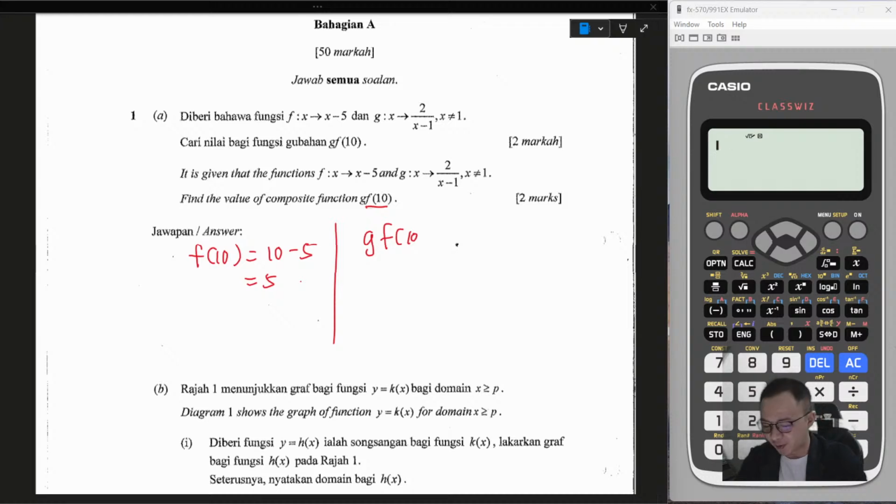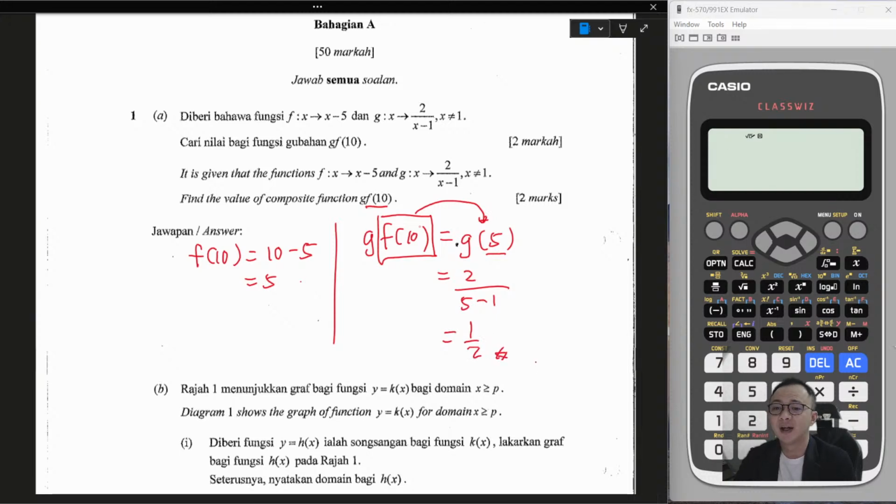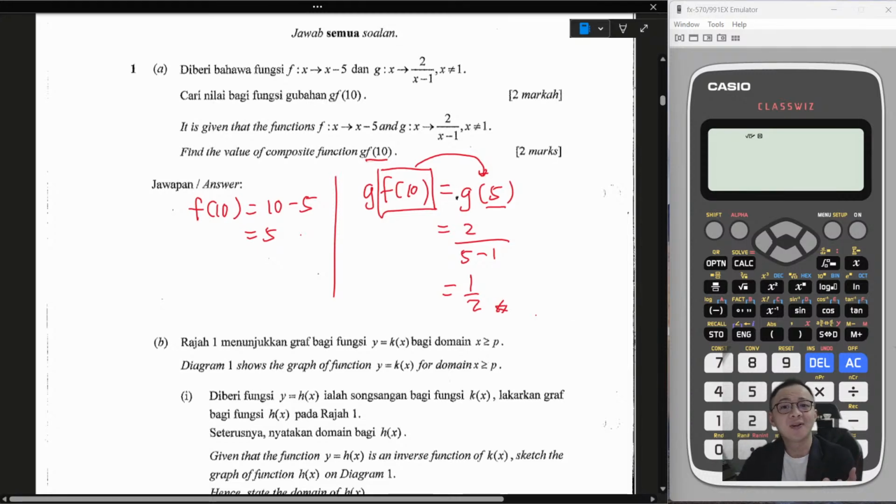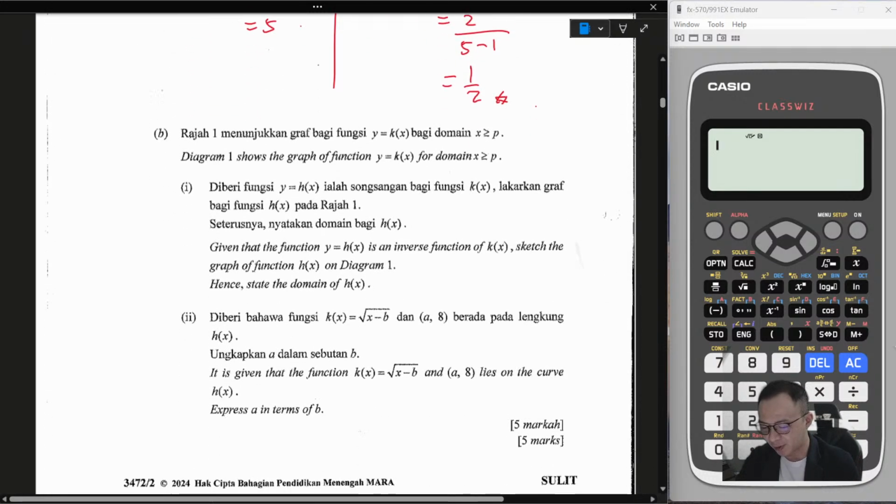From here, you already know F10 is 5, right? So it becomes G5, because F10 itself is equal to 5. So I substitute the 5 here. G5, basically you substitute into G(x). Then you should easily get 2 over 4, which is 1 over 2. Yeah, a question like this is a bonus mark. Nothing very special. Okay, so B.